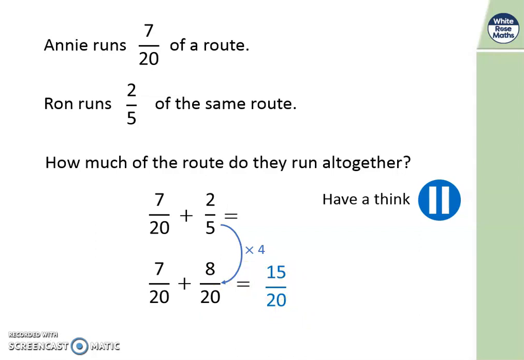I wonder if you can think of a number that goes both into 15 and into 20. Yes, 5. How many 5s go into 15? 3. How many 5s go into 20? 4. So it's equivalent to 3/4. Well done if you found that.